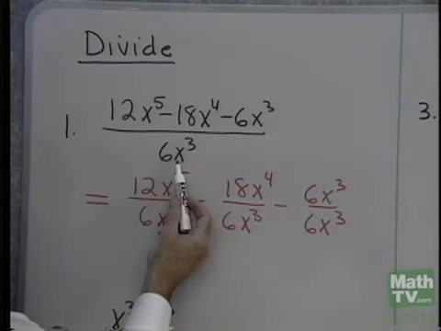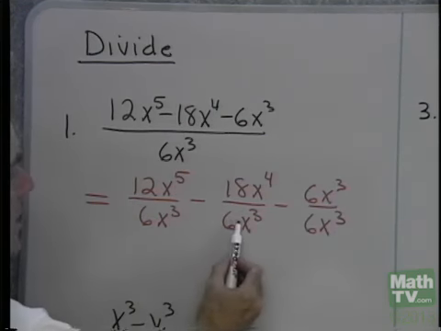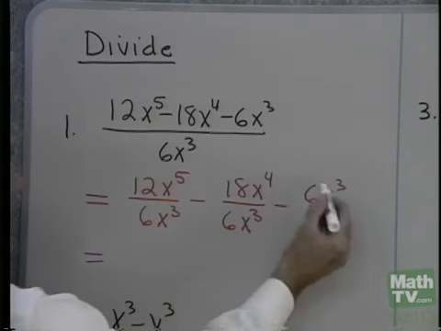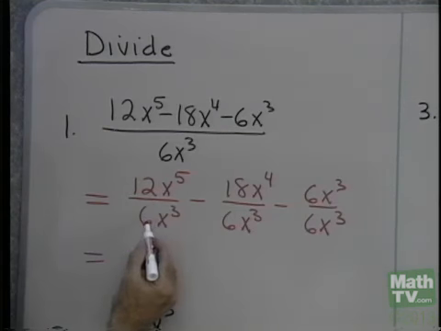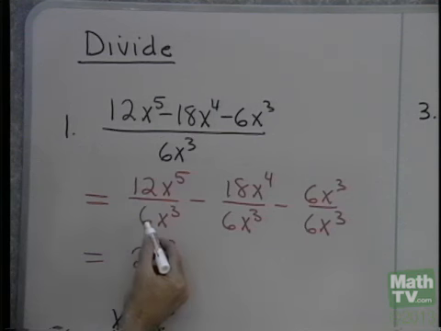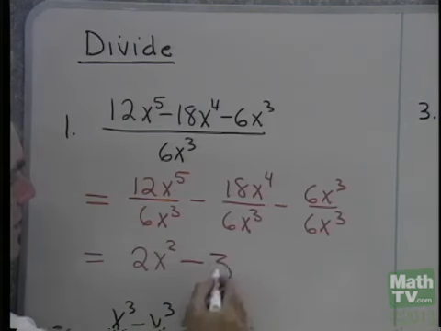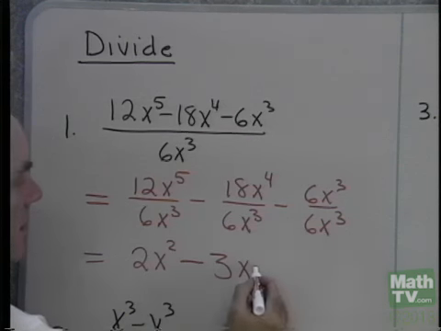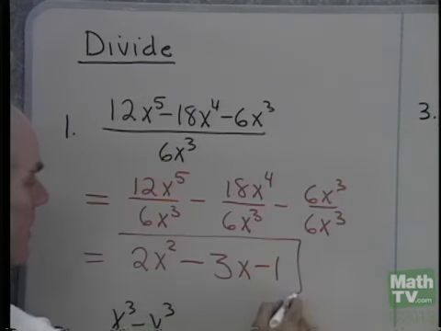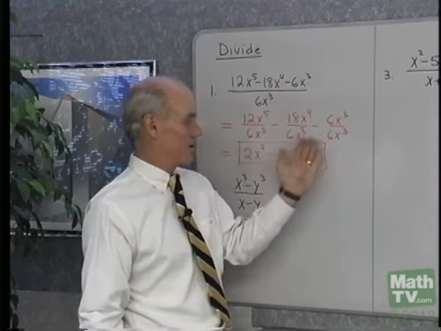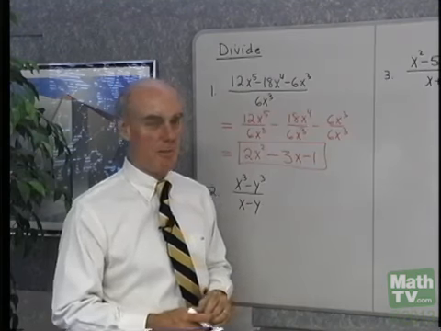So with this type of division, division by a monomial, what I do is divide each term in the numerator by that monomial. Then it's just a matter of simplifying each term individually. 12x to the fifth over 6x cubed will be 2x to the second when I divide coefficients and subtract exponents. Minus 18 divided by 6 is 3. X to the fourth over x cubed is x. And then 6x cubed over 6x cubed, that will be 1. So there is division of polynomials where I divide by a monomial, and the process looks very similar to what we did with the distributive property.